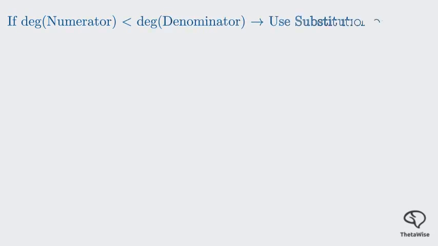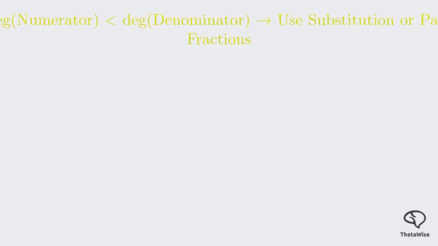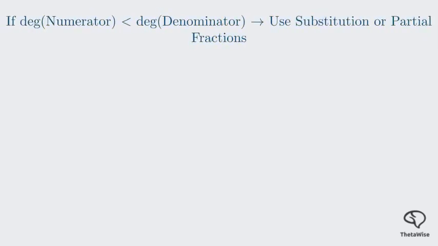Let's first understand the general principles. When you have an integral of an algebraic fraction, you need to look at the degrees of the numerator and the denominator. First, if the degree of the numerator is less than the degree of the denominator, you might be able to use substitution or, in some cases, partial fractions. This is a key indicator that a simpler method might work. The numerator is a simpler polynomial than the denominator.